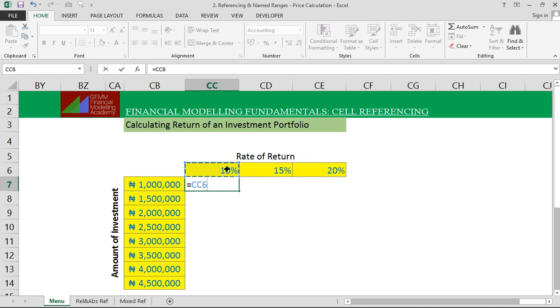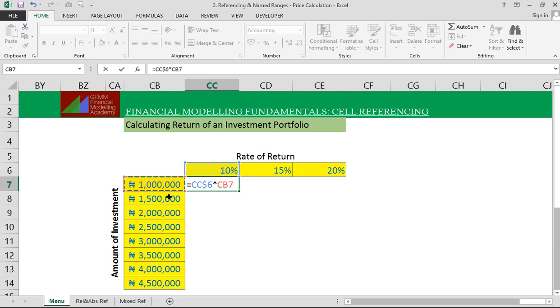But when we copy down, we don't want it to move from row 6 to row 7, because row 7 is going to be linking to this place. So there is need to lock the row. So press F4, now it's locking the row. The dollar sign before the row. So that's correct. So multiply that by the investment amount.